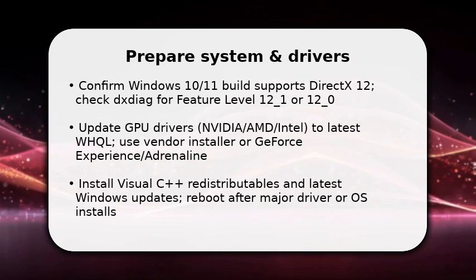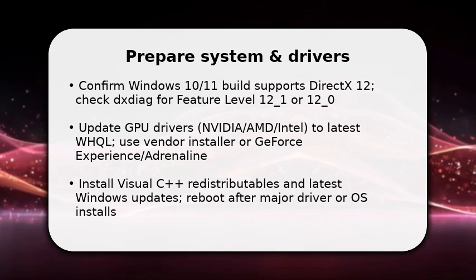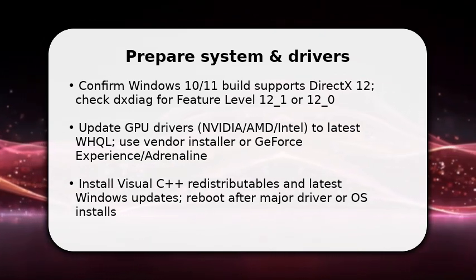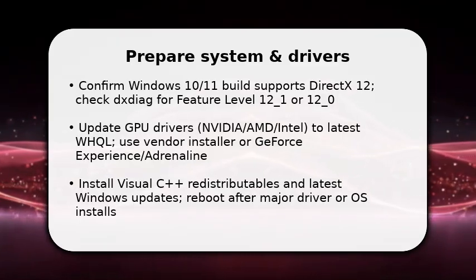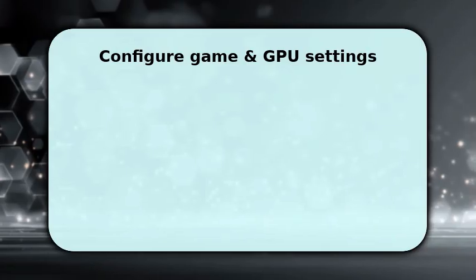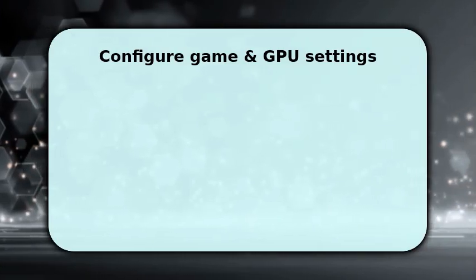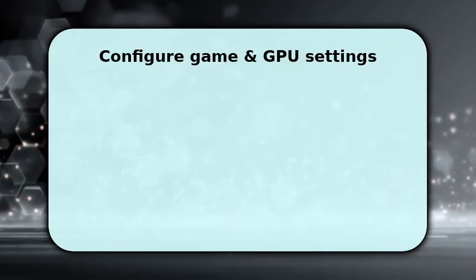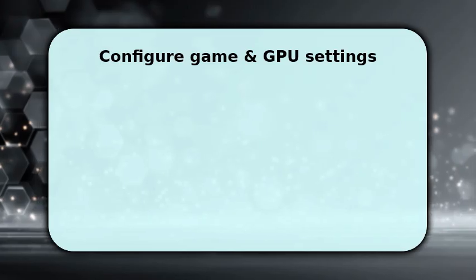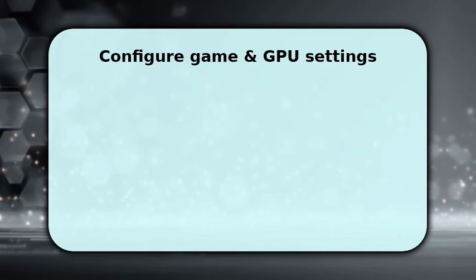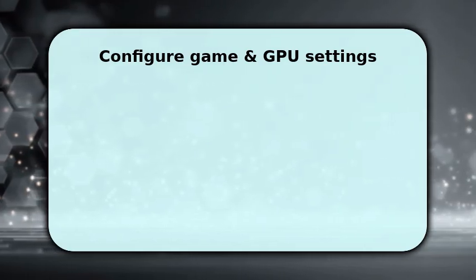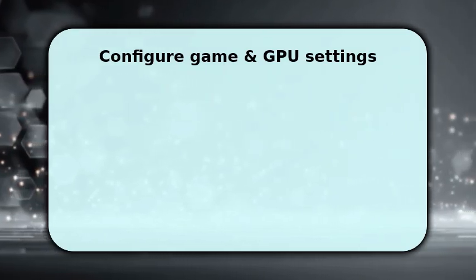Make sure you have administrative privileges during installs, because files must be registered in system folders for the GPU runtime to function properly. You then configure both the game and GPU settings so the engine uses DirectX 12 efficiently. Open the game's graphics menu or add a command line flag to force DirectX 12. Many engines expose an explicit API toggle.